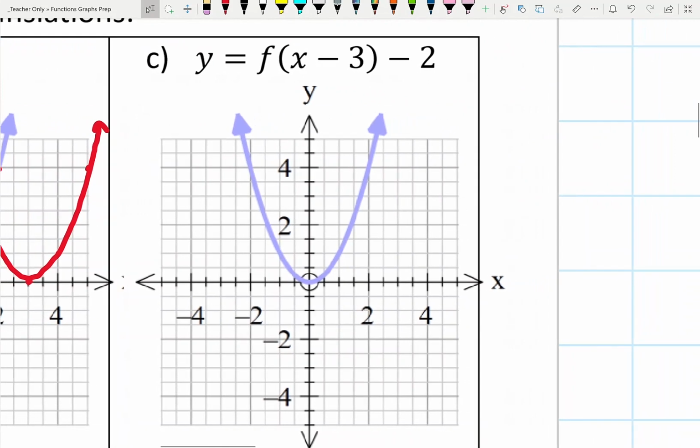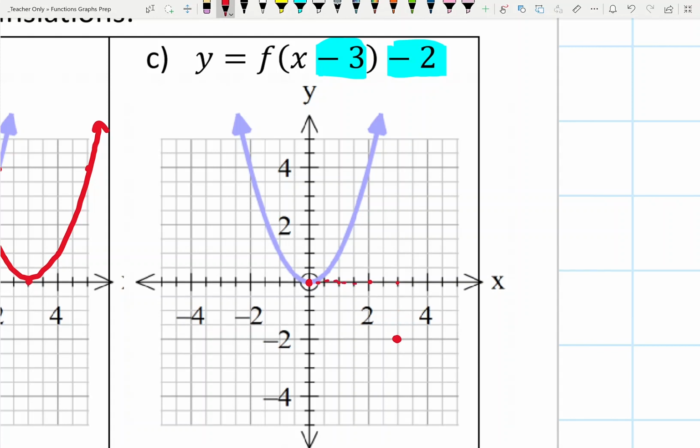In this next example, we've got both of those previous examples combined. So the minus 3 inside the brackets tells us it's moving 3 units to the right, and the minus 2 outside the brackets tells us it's moving 2 units downwards. So our critical point 0, 0, 1, 2, 3 units to the right, and 1, 2 units downwards. So that's our first point.